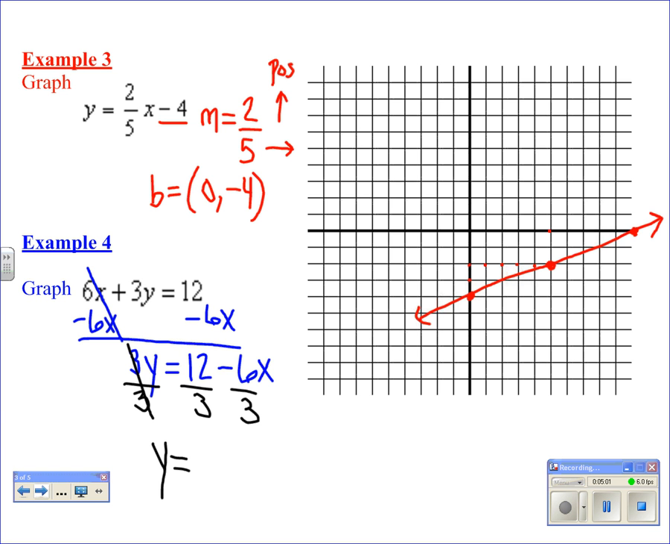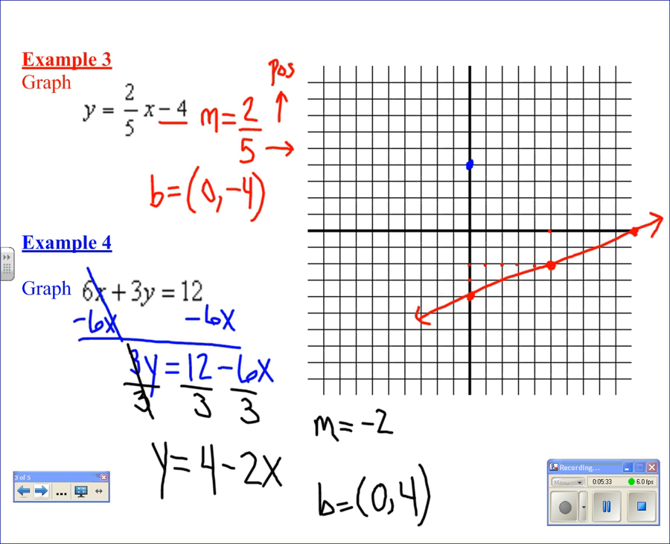y equals 12 thirds, which is 4, minus 6 divided by 3 is 2x. My slope then, the number with the x, is negative 2. And my y-intercept as a coordinate would be 0, comma 4. Now I'm going to graph my y-intercept first. 0, comma 4, I would graph 4 up on the y-axis.